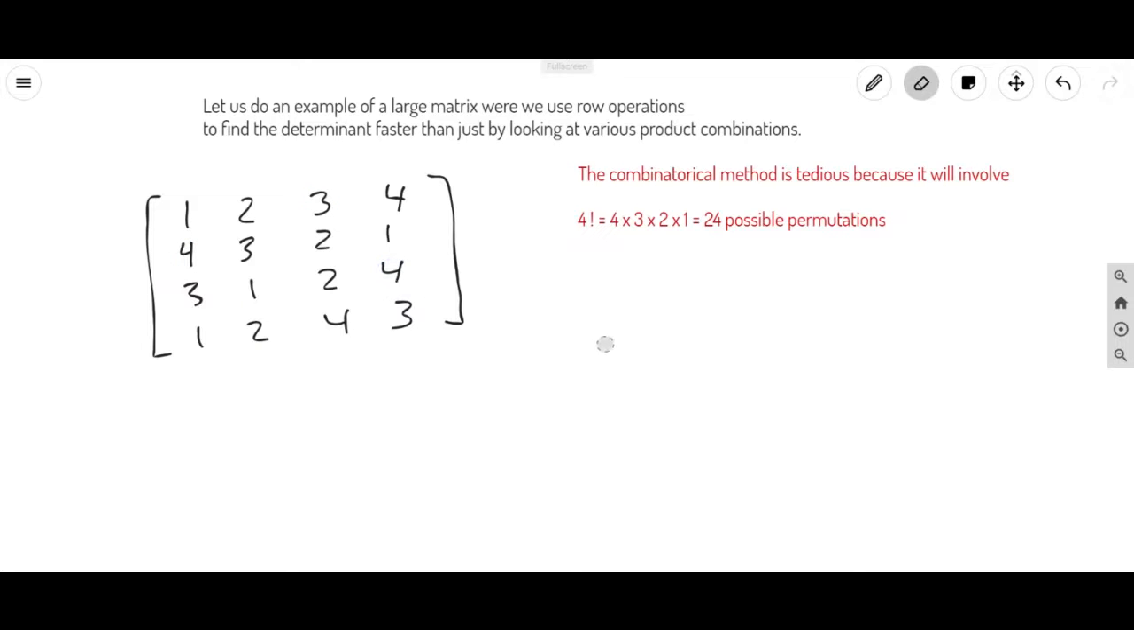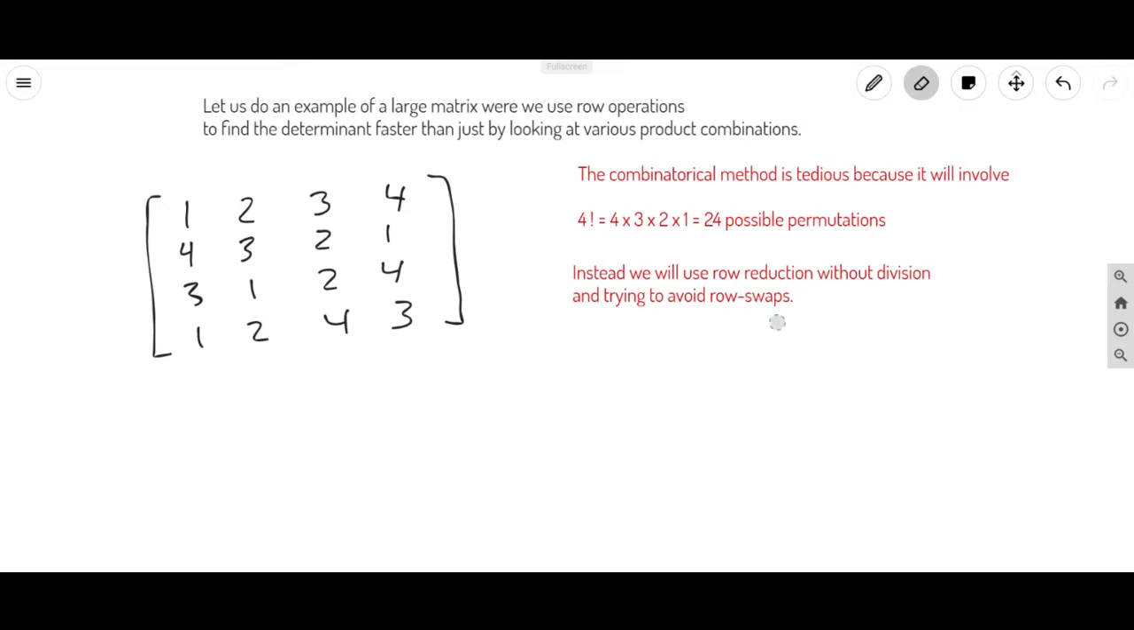And that method here is not very effective because it takes too many combinations. 24 is not that bad, but if you had a larger matrix, like 10 by 10, that would be almost impossible to do. That's just too many combinations. So instead, we will use row reduction without division, and trying to avoid row swaps.